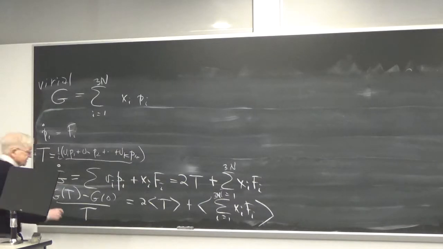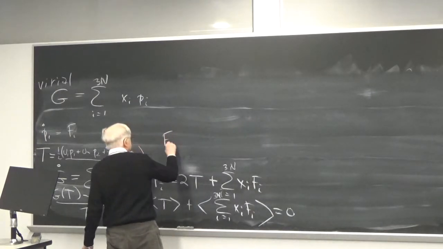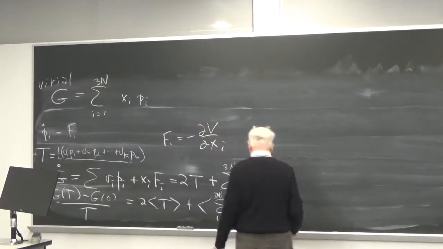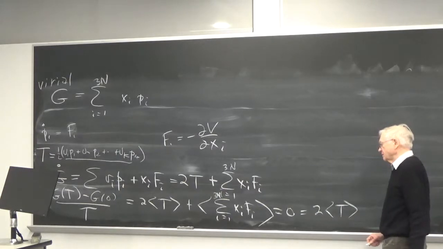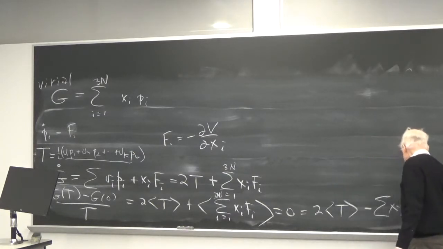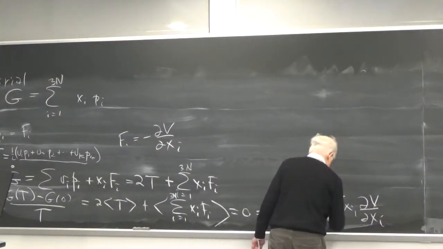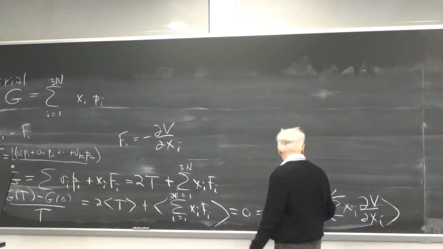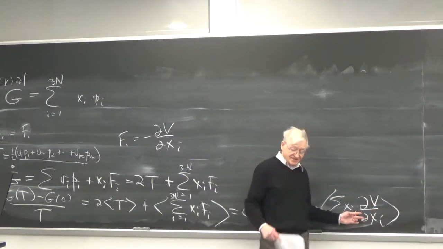So what we can say then is that this is equal to 0. And now if we say that Fi is minus the partial derivative of V with respect to Xi, we then have that 2 times the time average of the kinetic energy minus the sum of Xi partial V partial Xi, minus the time average of this, is equal to 0. On the other hand, if V is homogeneous of degree n, then this is equal to nV.